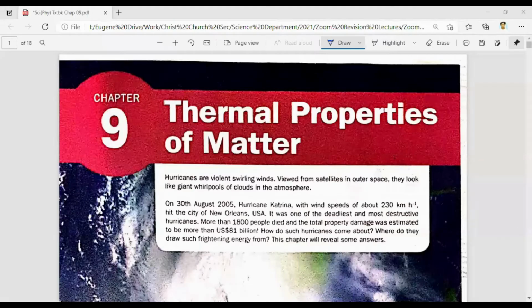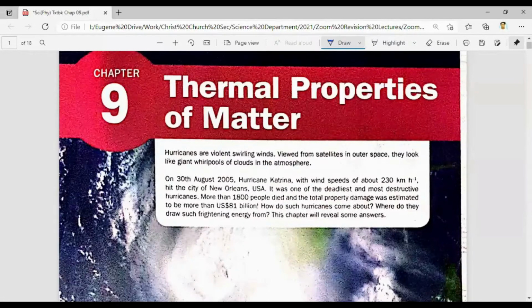Okay, so today we're going to start on thermal properties of matter, chapter 9. So we're left with a few more sessions. So let's carry on. Under thermal properties of matter, this is the last part of the thermal physics. We went through the kinetic model of matter, we went through transfer of heat, and now we are down to chapter 9, thermal properties of matter.